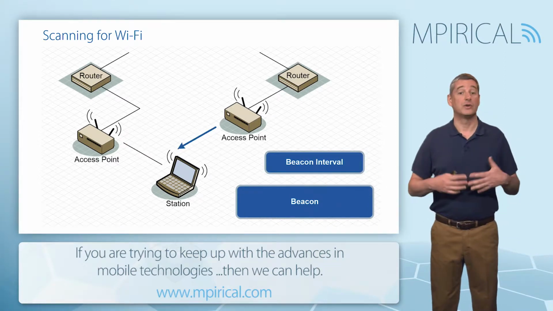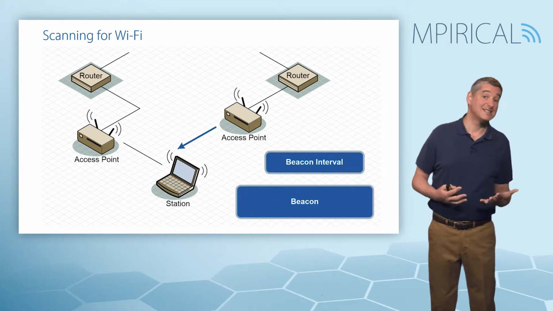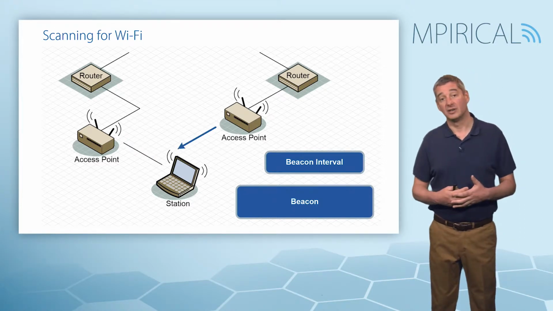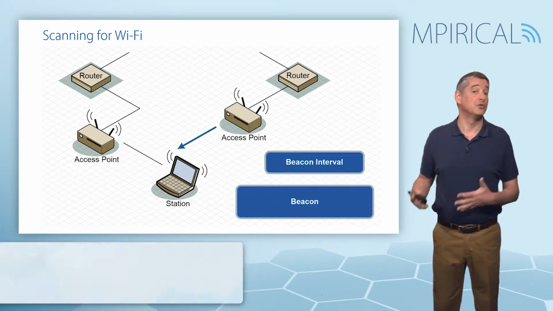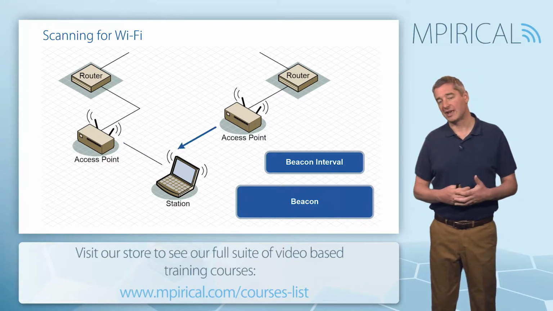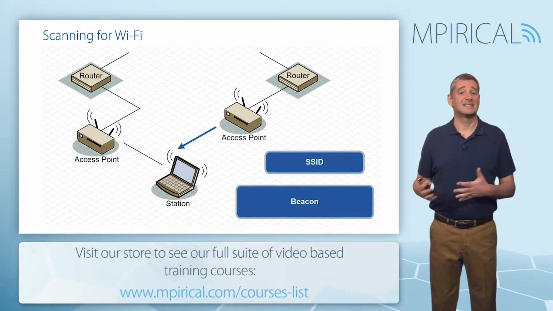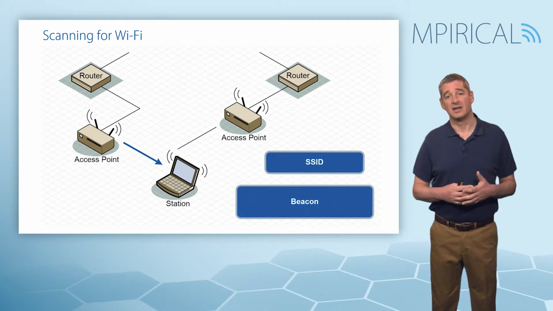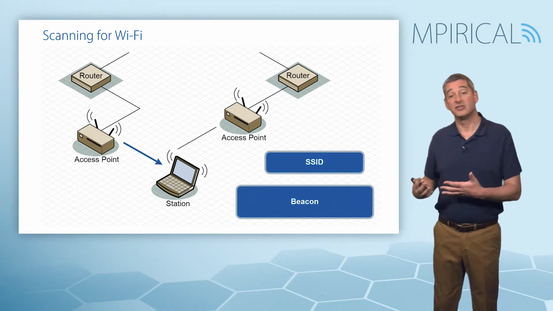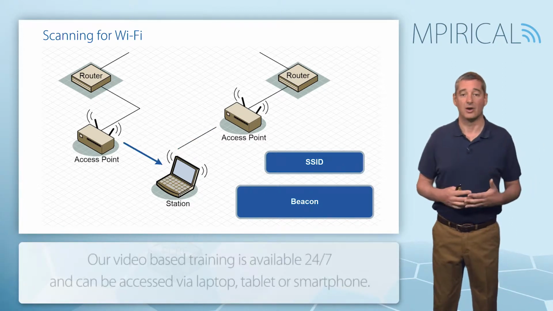It'll also include a beacon interval. This will tell the station how often the beacon messages are going to be broadcast. Typically, this is set to 100 milliseconds. So normally we would expect 10 beacon messages every second. We also contain the SSID, the service set identity. This is the name that the administrator gives to this particular access point. For example, Fred's Network or Coffee to Go.